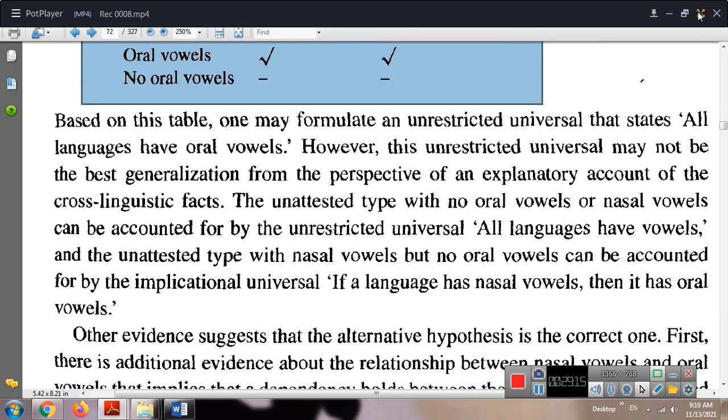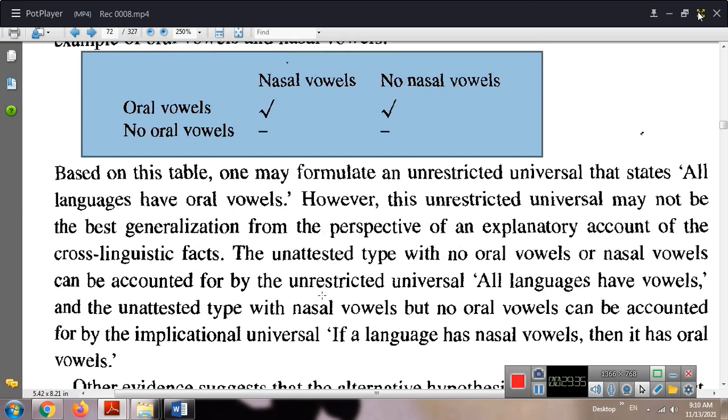The unattested type with no oral vowels or nasal vowels can be accounted for by the unrestricted universal: all languages have vowels. And the unattested type with nasal vowels but no oral vowels can be accounted for by the implicational universal: if a language has nasal vowels, then it has oral vowels.